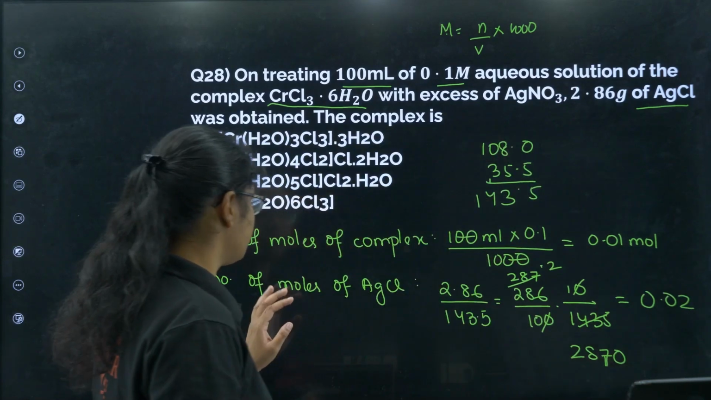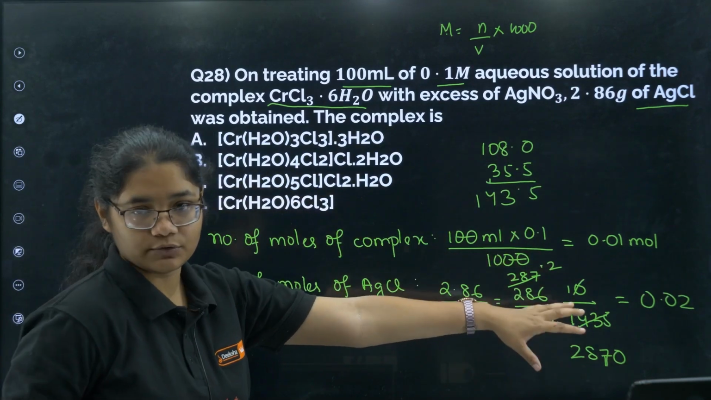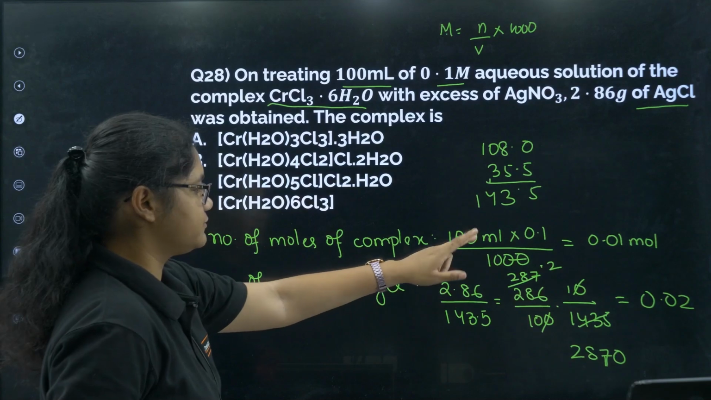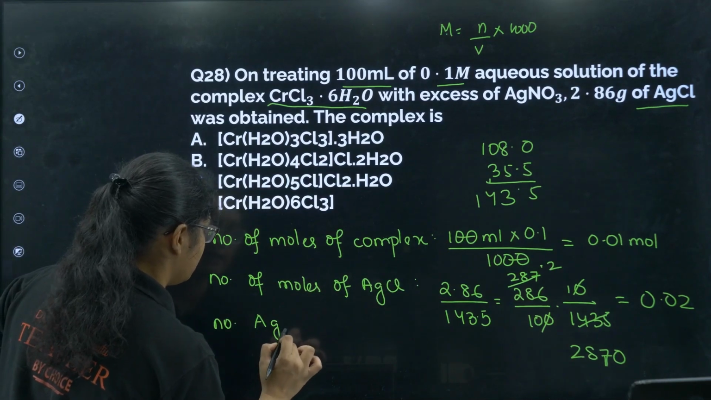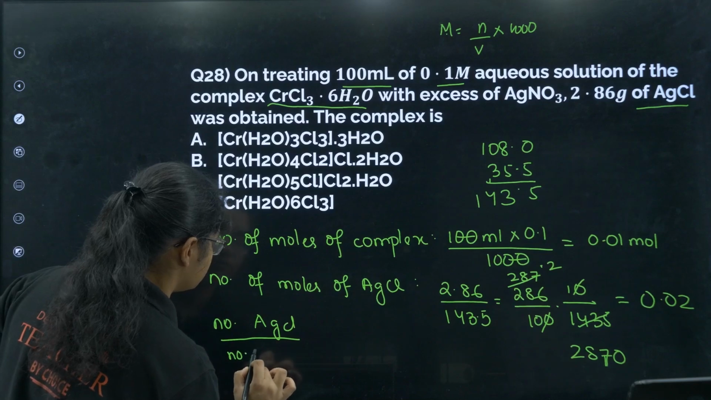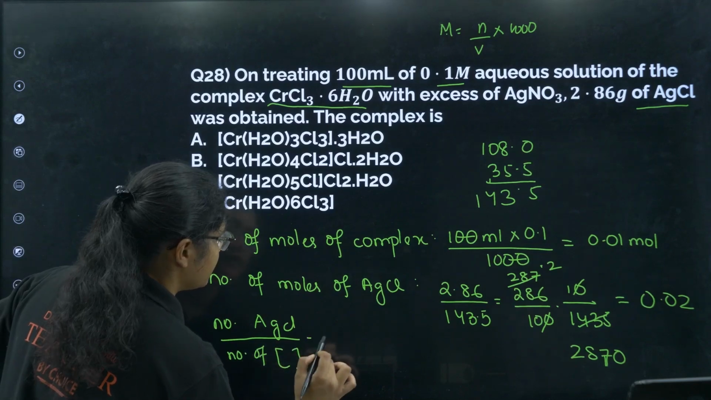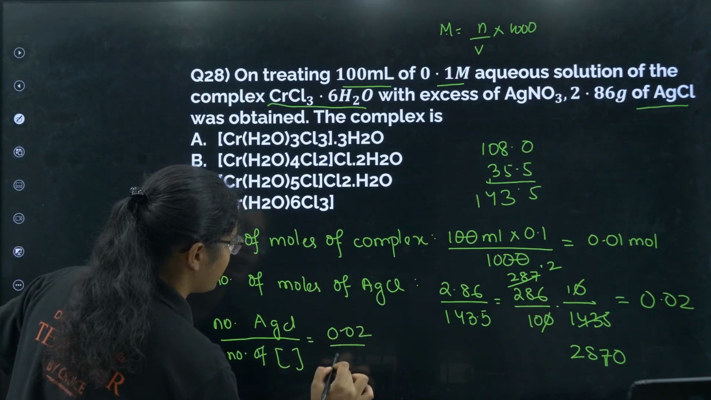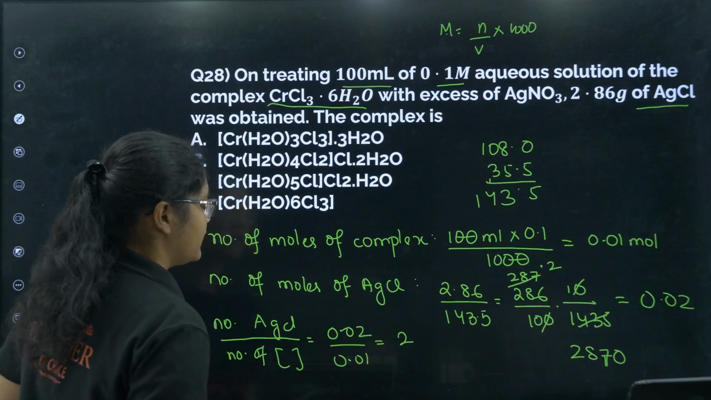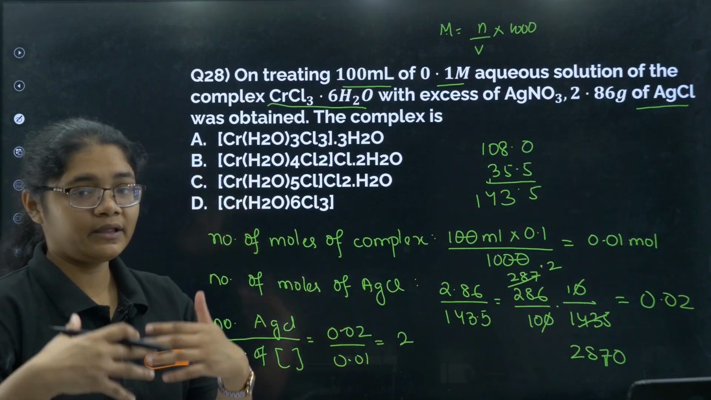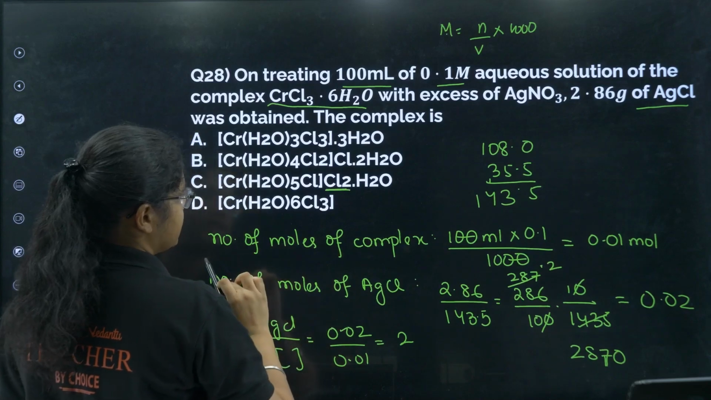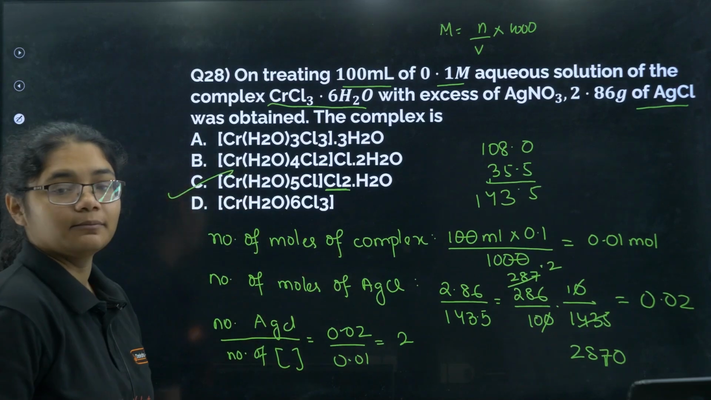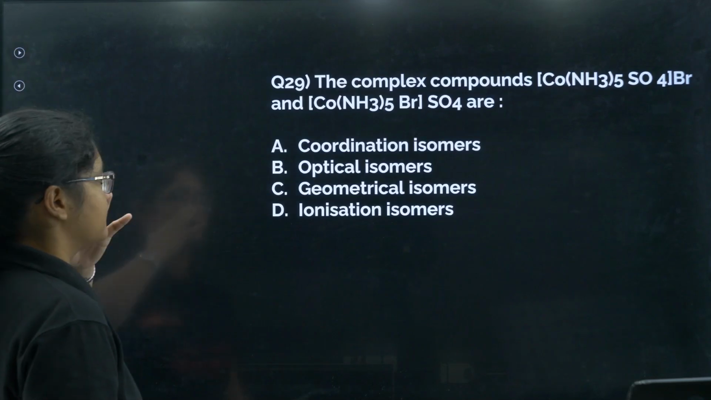Okay, so the number of moles of AgCl will be 0.02, and if I just divide the number of moles of AgCl by the number of moles of complex, then it will be 0.02 by 0.01, that is 2. That means 2 chlorine should be outside the molecule, right? Here I have 2 chlorine outside the molecule, so that is why option number C is the correct answer.